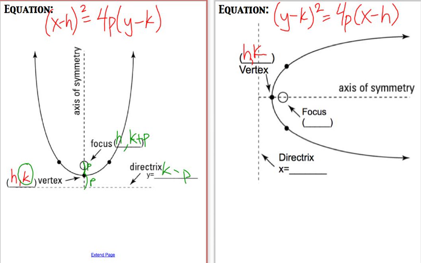The other one, of course, now we're going to be shifting left and right to find our focus and our directrix. The distance will still be p to the left and p to the right. So the focus will have a very similar look. It will be at h plus p comma k. So instead of going up and down, we're just going to go to the right p. We're going to add p on. The directrix will be very similar now, and notice it's an x equation, and it's going to be h minus p, because we're going to go back p.